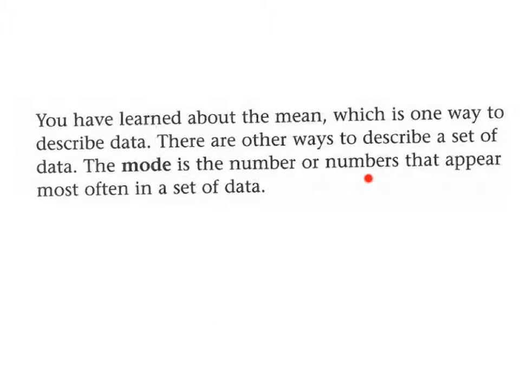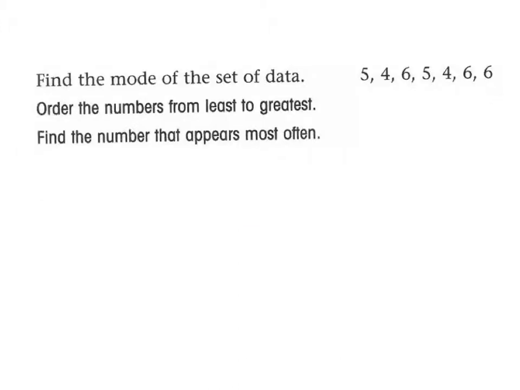And mode is a number or numbers, multiple numbers, that appear most often in a set of data. So it's the numbers that occur most frequently. So here, we want you to find the mode of the set of data, and here is the set. And so the first thing that we're going to need to do is order the numbers from least to greatest. All right, so let's do that.